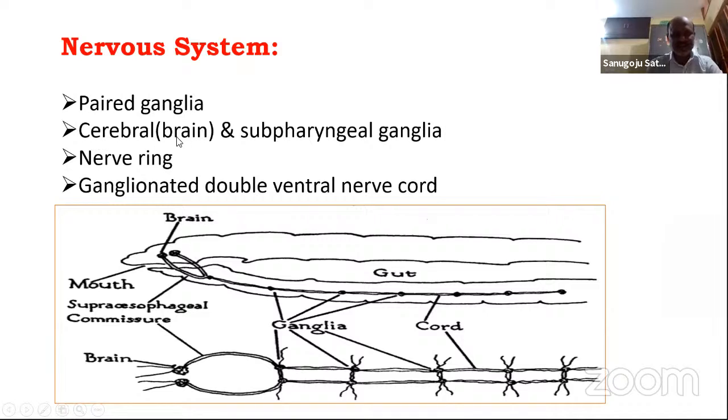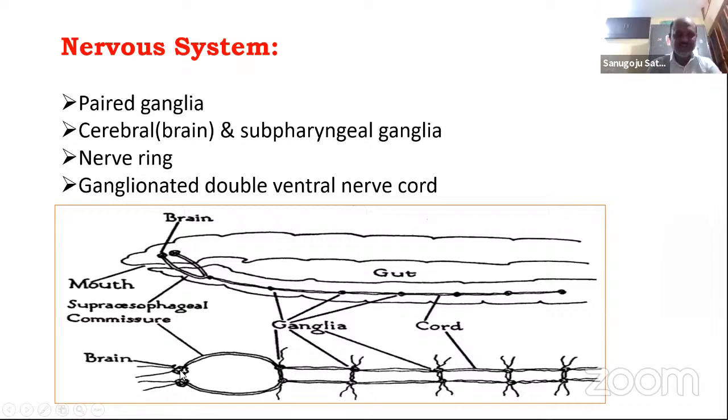There are cerebral ganglia. These are the ganglia here. For each segment, ganglia are present on the ventral nerve cord. The nervous system consists of a nerve ring here. The nerve ring consists of the cerebral ganglia and circumesophageal ganglia. Both ganglia are connected by the commissures, and these commissures form a ring-like structure. This ring is said to be the nerve ring.